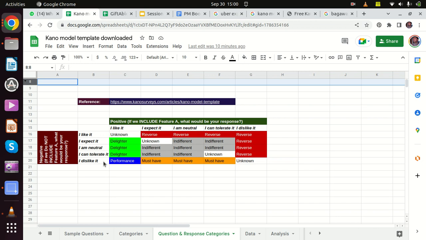For the time being, I hope you've got clarity about how to decipher which of your features are performance features and which of the features are delighters. Please don't go with only one question. Just by asking the functional question and they say, I like it, that doesn't mean that they're going to be delighted by it. But if they were expecting you not to give it, and if you don't give it, they were neutral, or they can tolerate it, and still you give it, that is a potential delighter. Similarly, for performance, they will dislike it if you don't give it, and they will like it if you give it. That is a performance feature.